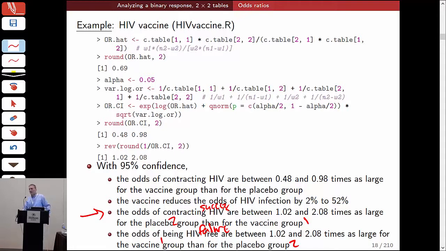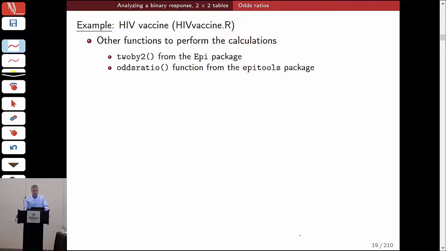Often when I teach this corresponding course to my students at the University of Nebraska, I will put a test question where I ask them to come up with 8 different ways to interpret the odds ratio, just for practice. Okay, so there are other ways to perform these calculations.